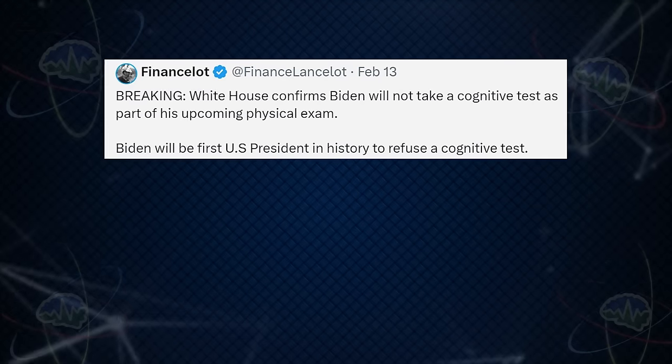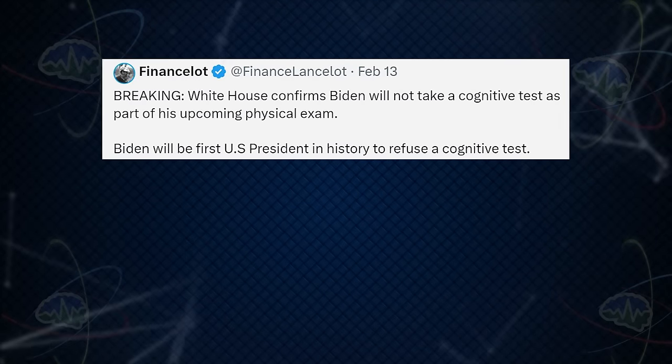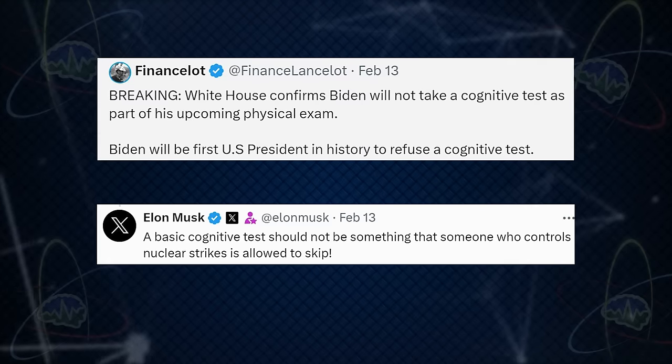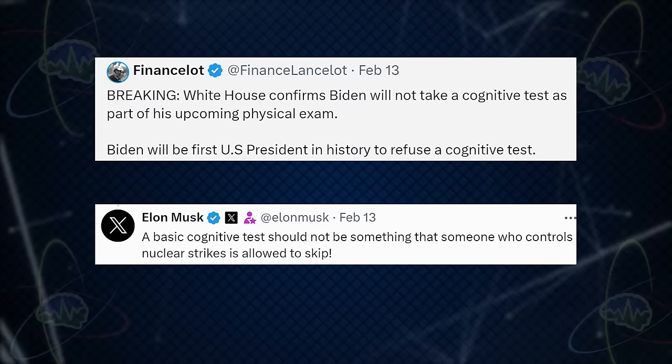Financelot says breaking, the White House confirms Biden will not take a cognitive test as part of his upcoming physical exam. Biden will be the first U.S. president in history to refuse a cognitive test. And Elon said a basic cognitive test should not be something that someone who controls nuclear strikes is allowed to skip.